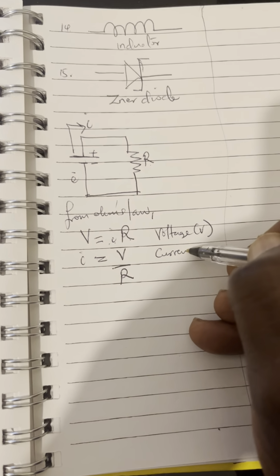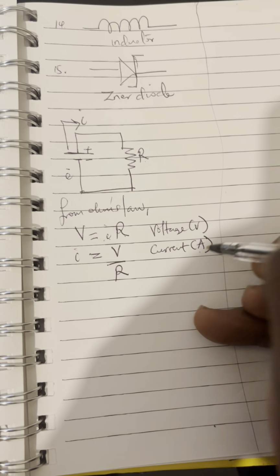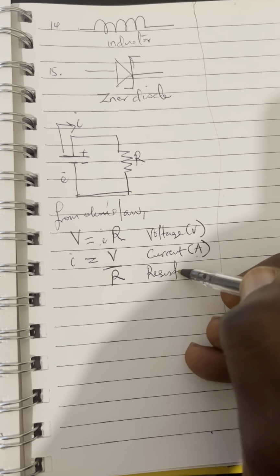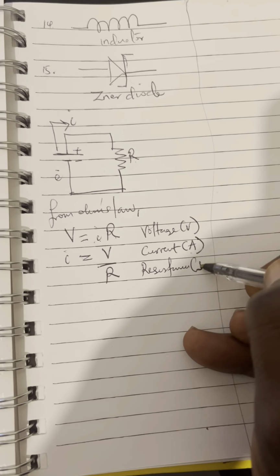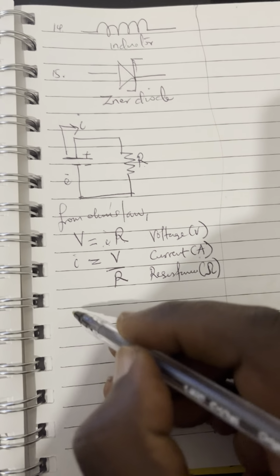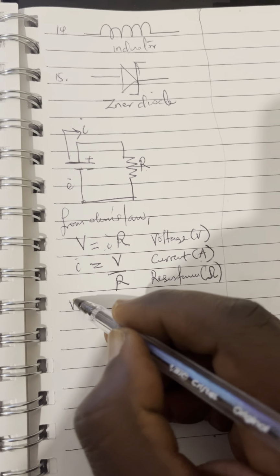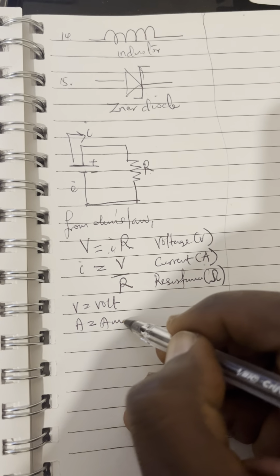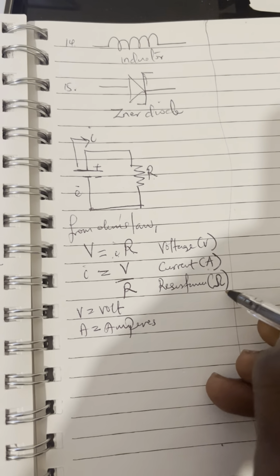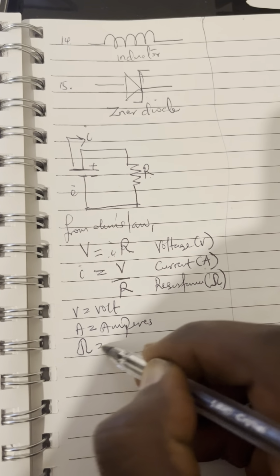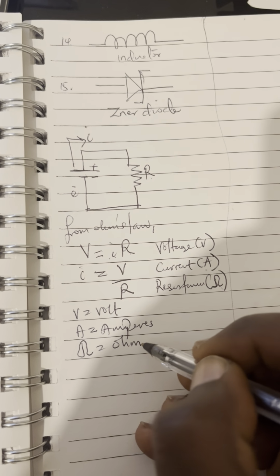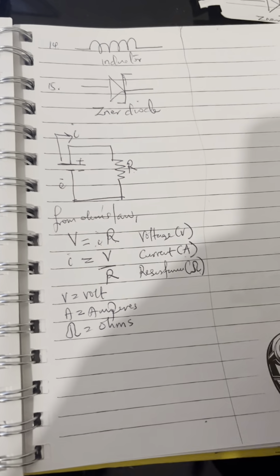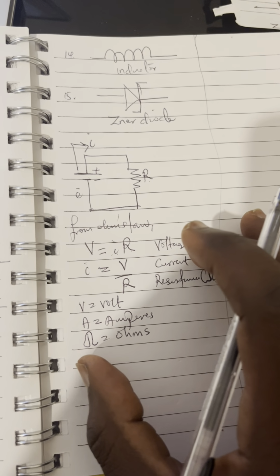Current is measured in amperes. Resistance is measured in what? In ohms, this is the symbol of ohms. Now I can write it in full. The volt is equal to this volt, this represents amperes, and this one is the ohms, which is this symbol. So that is the idea of Ohm's law.